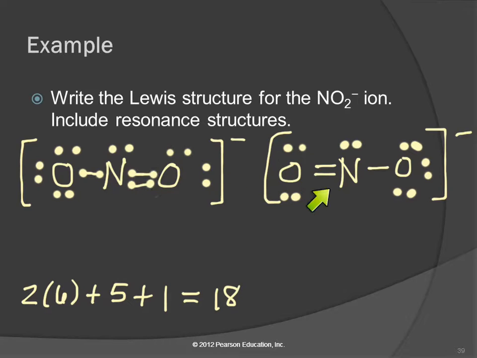And so neither of these is great because it's not equal. It's not fair. But this is the best way we can draw these. These are the 2 resonance structures. And to indicate that, we put that double-headed arrow in between. The actual structure is intermediate between. Any questions?